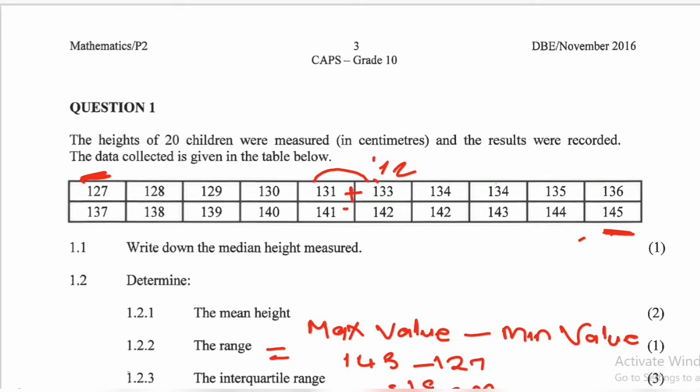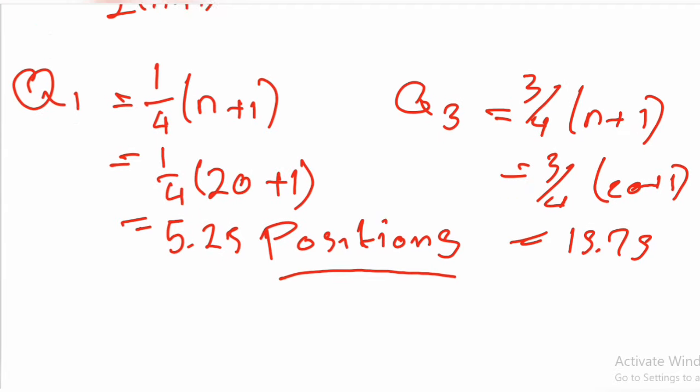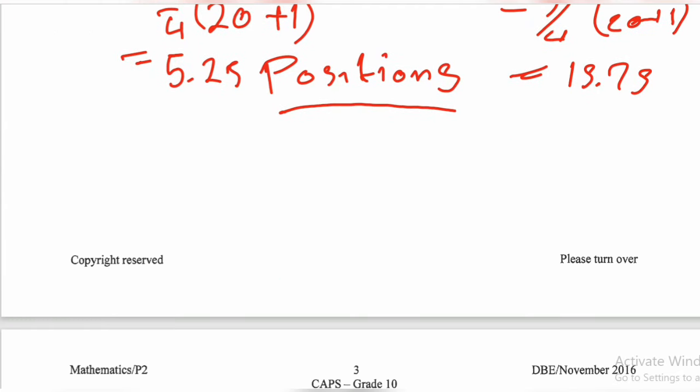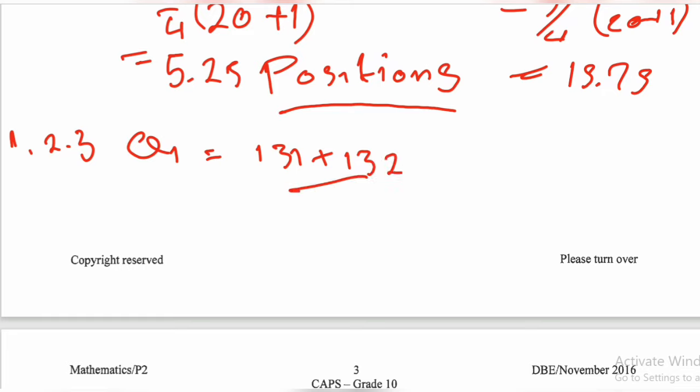So let's just do it in a clear place. So remember, here we are dealing with 1.2.3. So 1.2.3 here. 5.5, it would be for Q1 would be 131 plus 133. Sorry, I didn't really check nicely there. Divided by 2, and it's going to give us 132. So our lower quartile is 132.